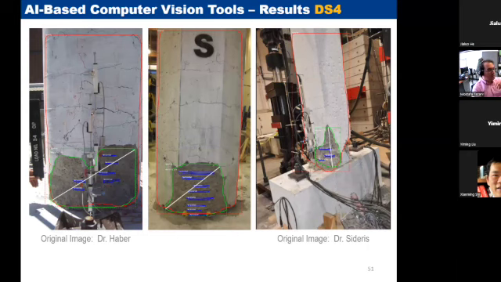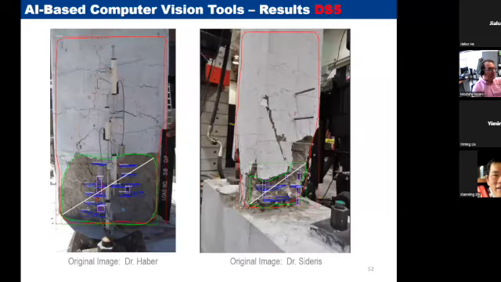We're happy with what the software is doing. It can see the column, the red box. It can see the spall region, the green boundaries, and the blue lines are the rebar. And here is damage state 5, where you also see the longitudinal bars in the picture as well. So overall, we're happy with the damage state.